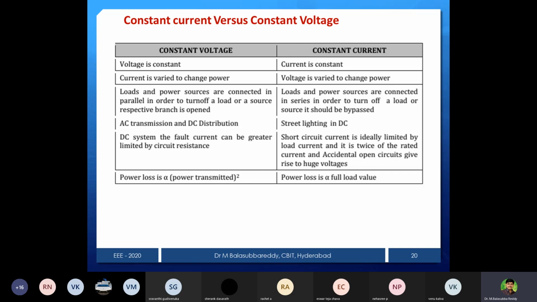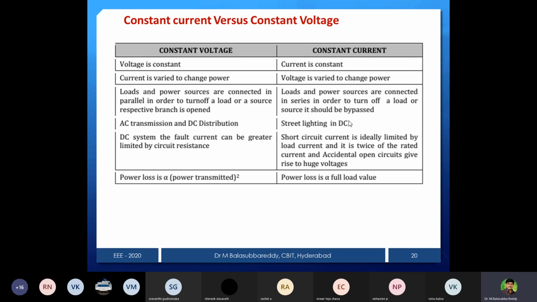Similarly, in the constant current side, voltage is varied, because current is already fixed. To change the power, we need to vary only the voltage. Loads and power sources are connected in parallel in order to turn off the load or a source in their respective branches. But here, loads and power sources are connected in series. That is what I mentioned in the first point itself. In a current source, the loads are connected in series. In a voltage source, the loads are at constant voltage, so you can connect them in parallel. That is what is mentioned here.